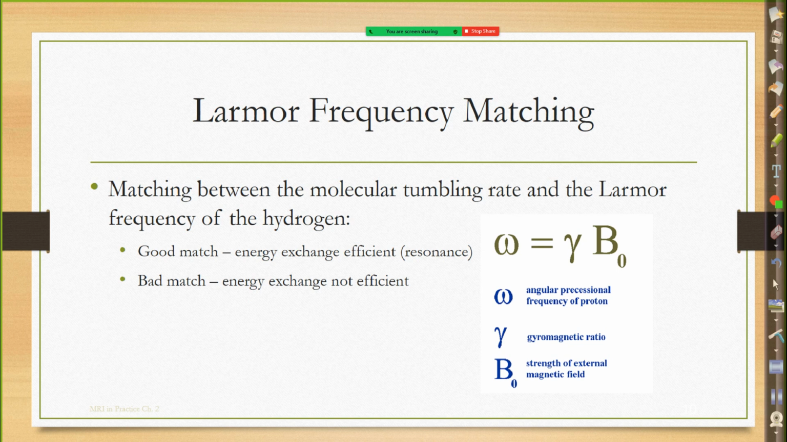So which tissue do you think tumbles faster than the other? You had to think, water and fat. Say water? Yeah. You're right. Remember, it's free-flowing. And then here's a reminder about our Larmor equation. So precessional frequency is equal to the gyromagnetic ratio, which is a constant, times our static magnetic field.